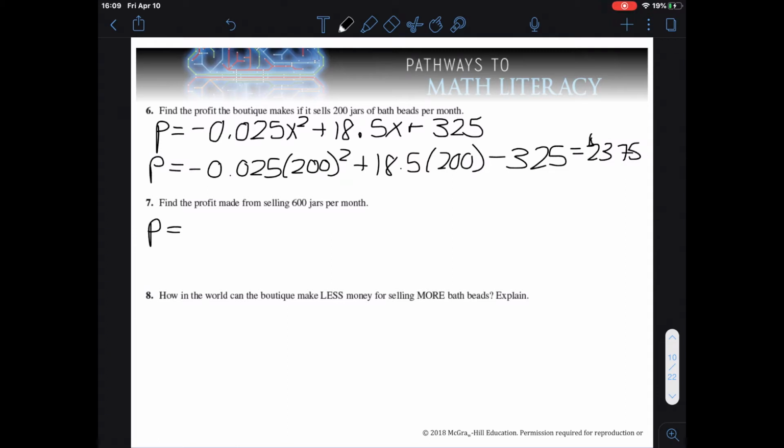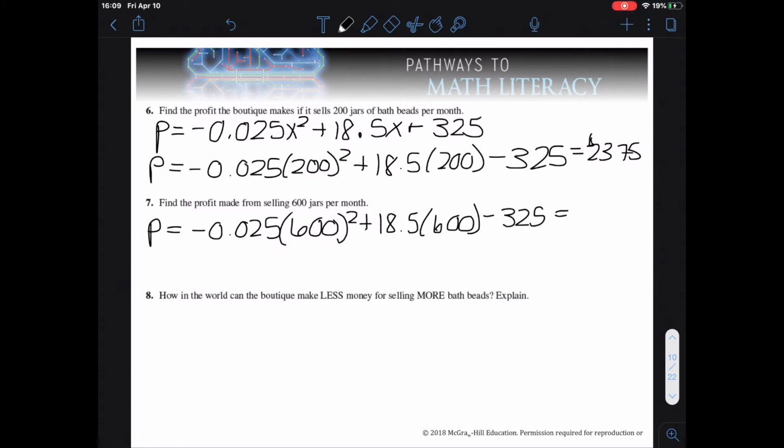Now if I bump up my number of jars and I sell 600, let's see what our profit's going to be. So it's negative 0.025 times 600 squared plus 18.5 times 600 minus 325. So in this case, when you plug this into your calculator, your profit's going to be 1,775. So when I sold 200 jars, my profit was in the 2000s. And when I sold more jars, it was actually worse off for me.